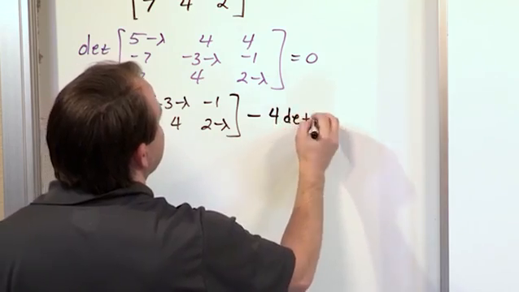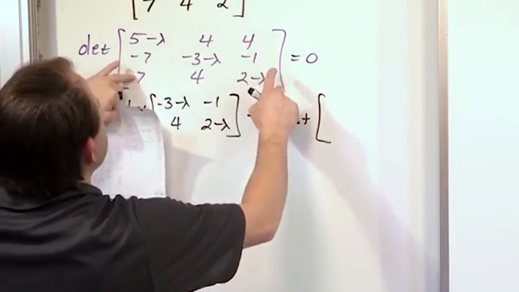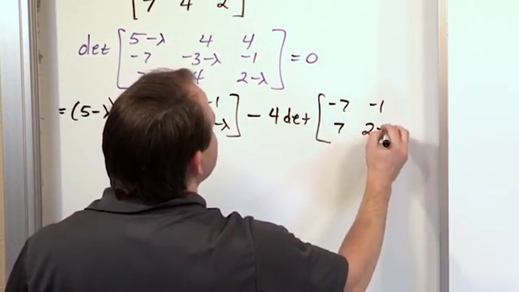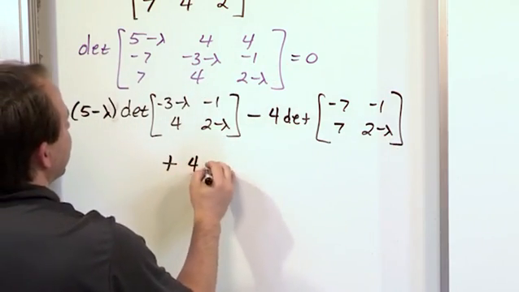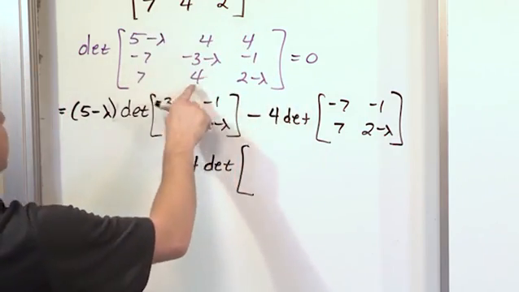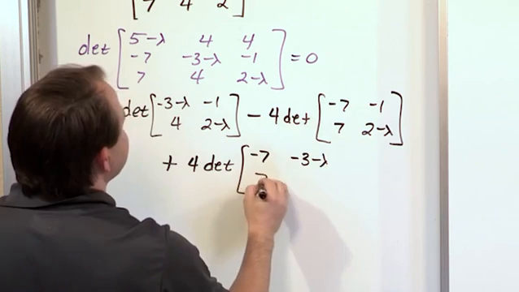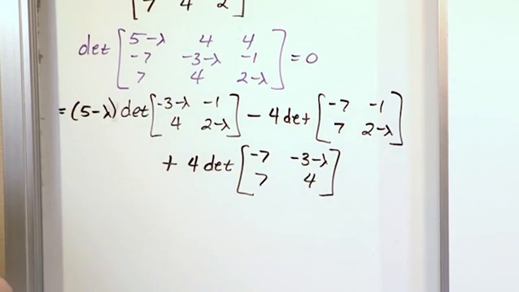the determinant. And when you cross this with this, you're left with this, this, this, and this: negative 7, negative 1, 7, and 2 minus lambda. And then we have the third term, which is also a 4 times the determinant. If we cross this and this, we're left with this submatrix here: negative 7, negative 3 minus lambda, 7, and 4. Okay, so now we have something that's a little bit more complicated.